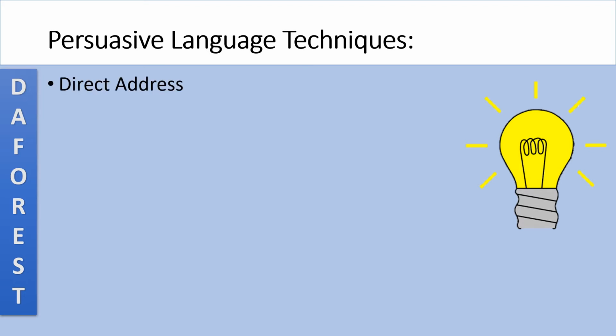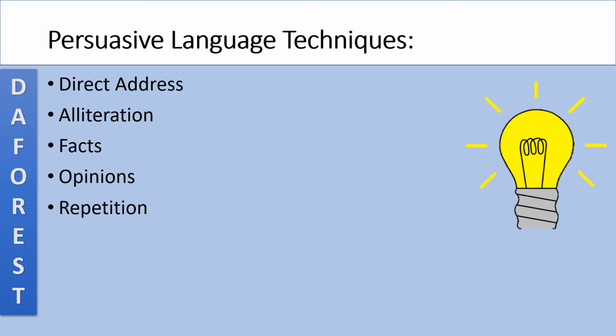So D stands for direct address, A for alliteration, F for facts, O for opinions, R for repetition, E for exaggeration, S for statistics, and T for triplets. Now, you may have seen slightly different versions of this, but for this activity, we're going to look at these ones in particular because they can help us with our persuasion techniques when looking at writing letters.